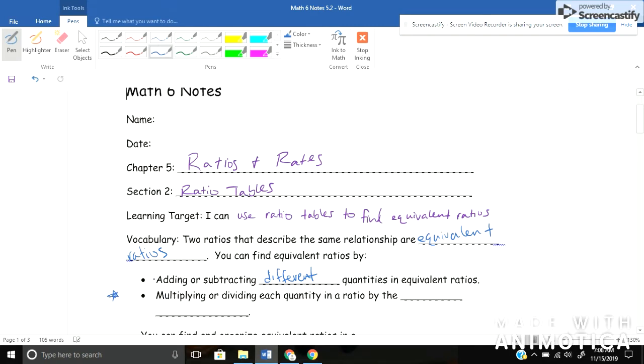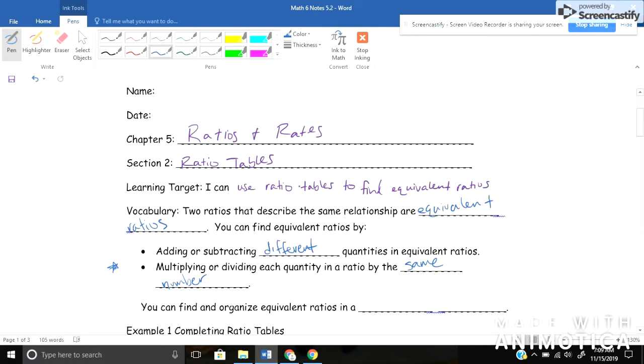Not that the first one doesn't work, but I think you'll start to see that multiplying or dividing each quantity in a ratio by the same number is a lot more helpful. Okay, so again, I would rather see you do that. For the majority of problems and even real life situations, multiplying or dividing each quantity in a ratio by the same number is a lot better to go with. Usually it's a lot easier as well.